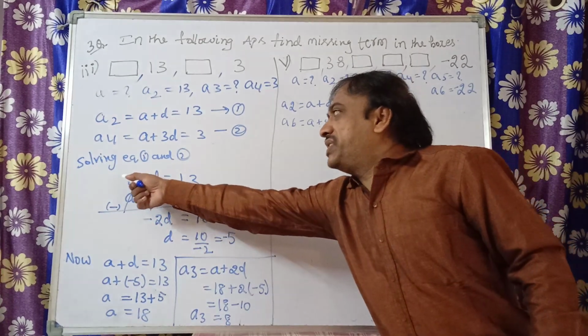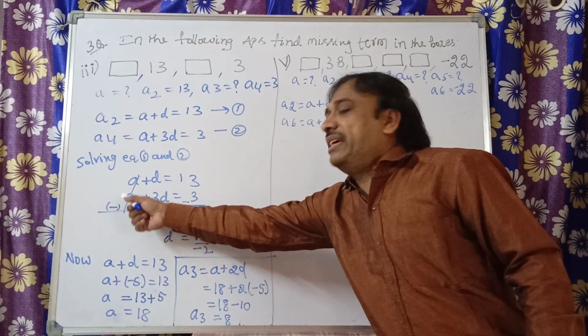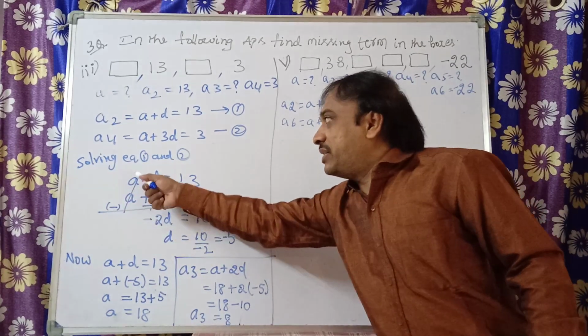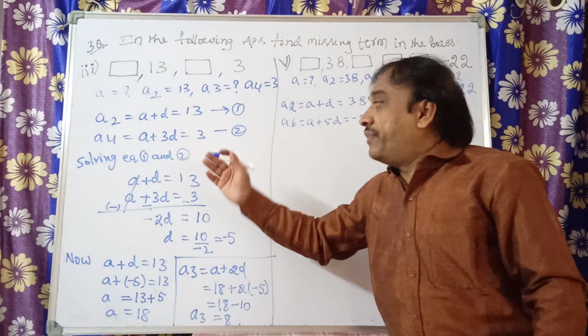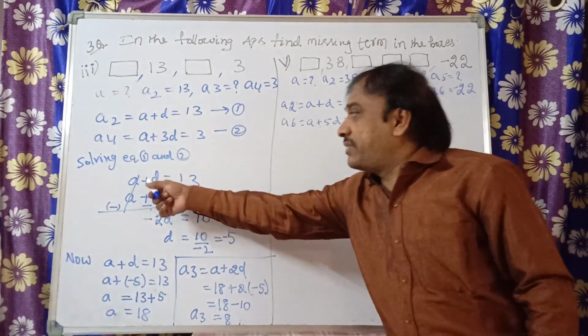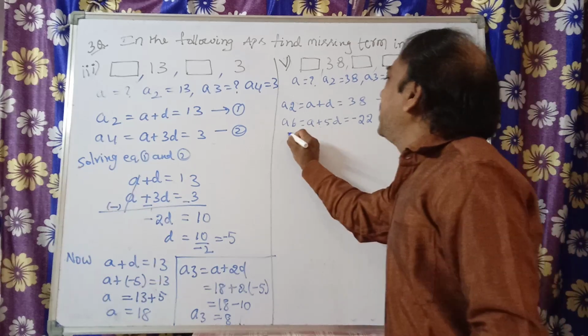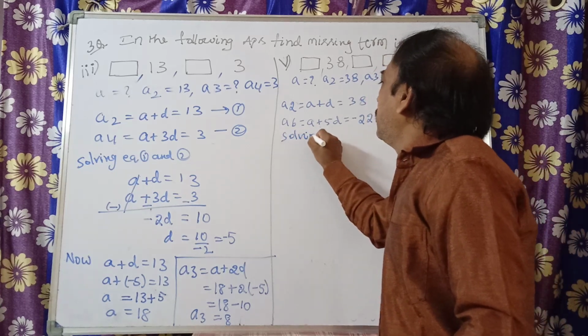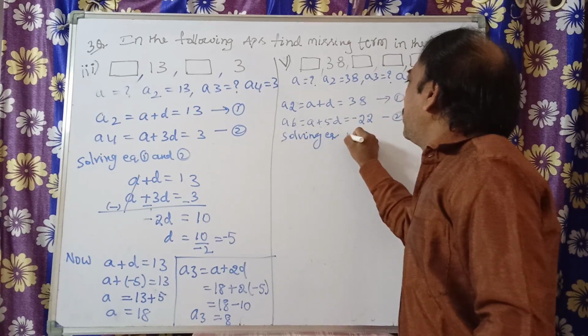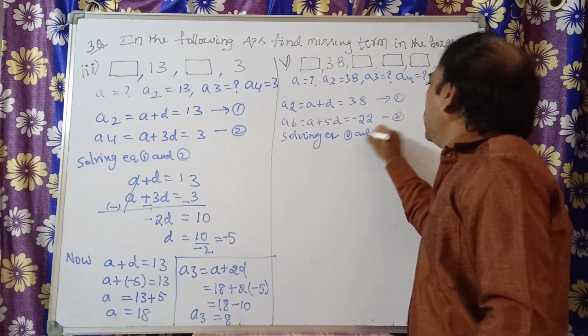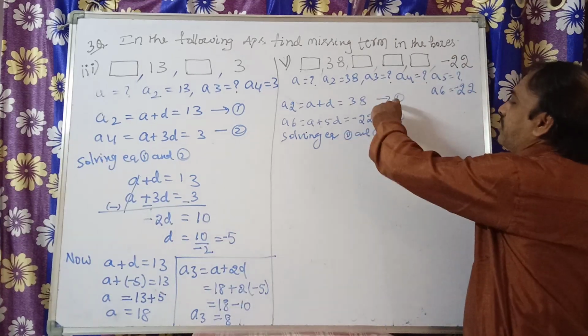Because the coefficient of a and the coefficient of a both are the same, if I subtract, they both get cancelled. If I add, nothing will get cancelled. That's the reason we subtracted over here. So here also, solving equation 1 and 2. This is equation 1 and equation 2.